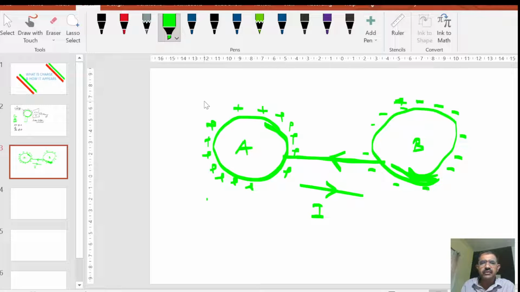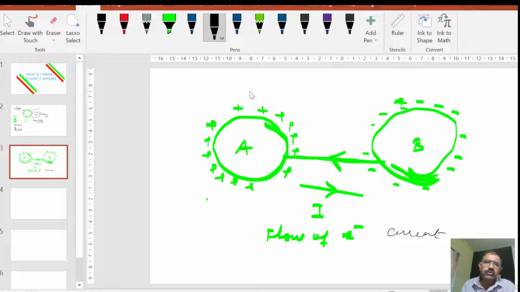So basically you understood how the current appears here. The flow of electrons is basically current. So here as we join them with a wire, then electrons will start to flow from B to A, and finally both get discharged. So this flow of electrons is basically current. So we can calculate I, flow of electrons per unit time. Then I will be number of electrons n into e divided by t.